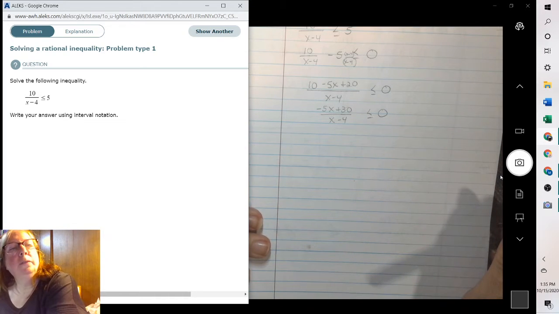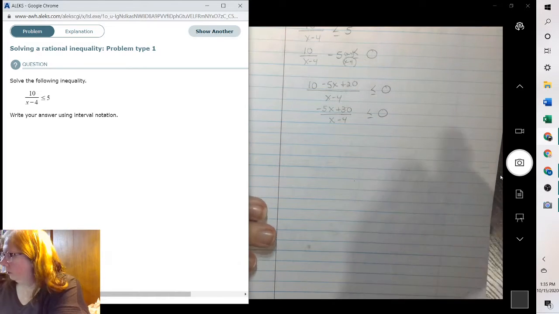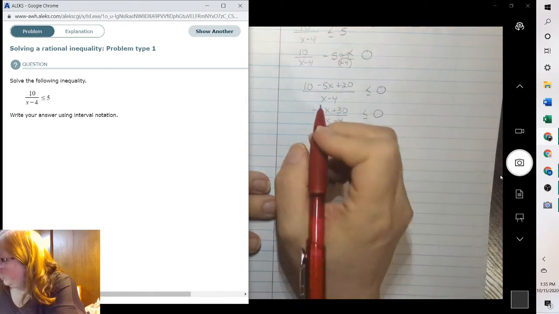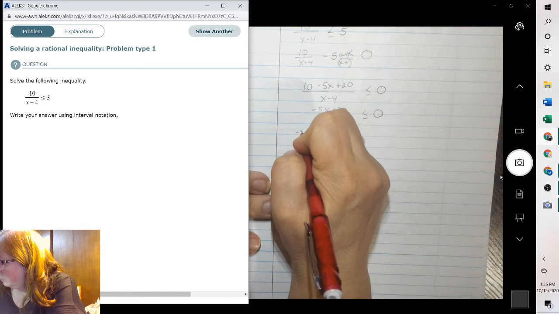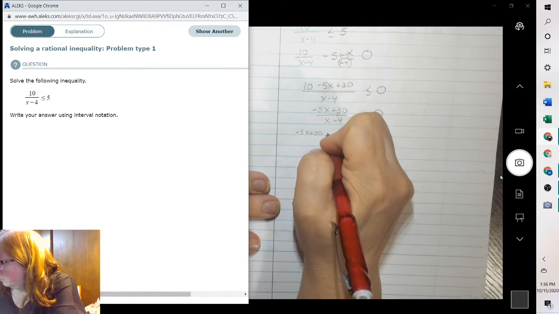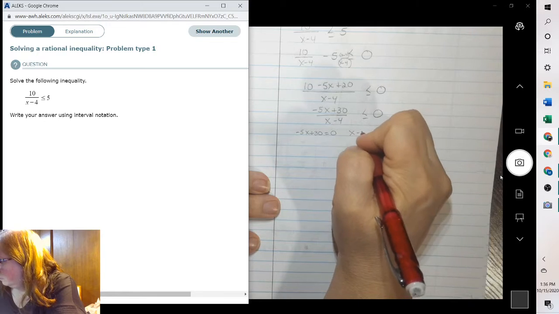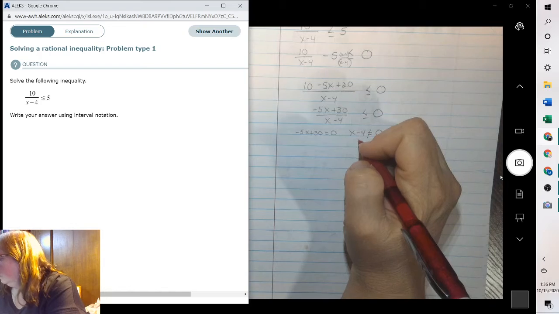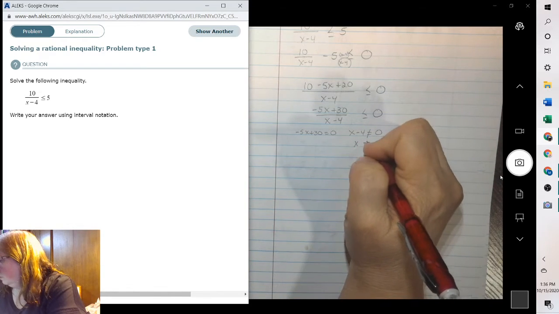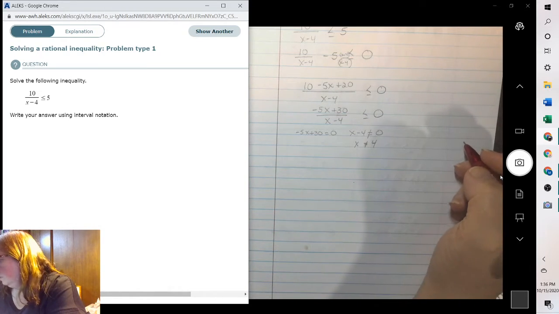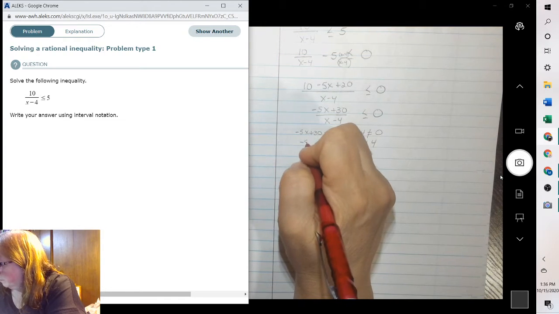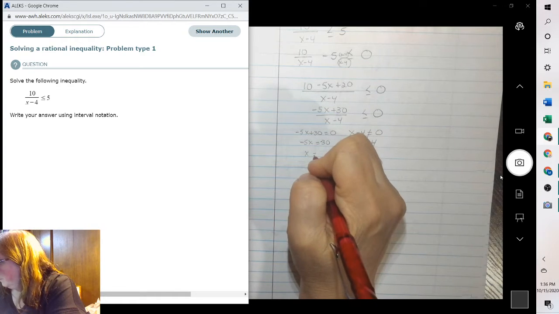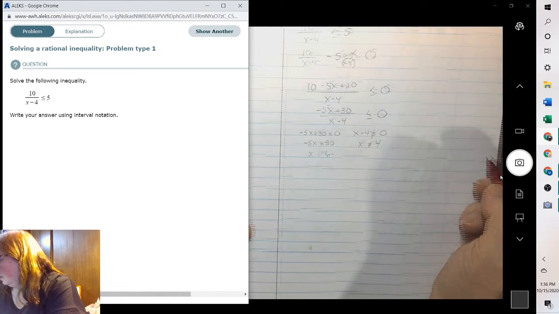Now we want to find when it's equal to 0. When you have a fraction, you need to set your top and bottom equal to 0. Now we know that the bottom cannot equal 0. So x cannot equal 4. This one, subtracting the 30 and then dividing by -5 gives us 6.